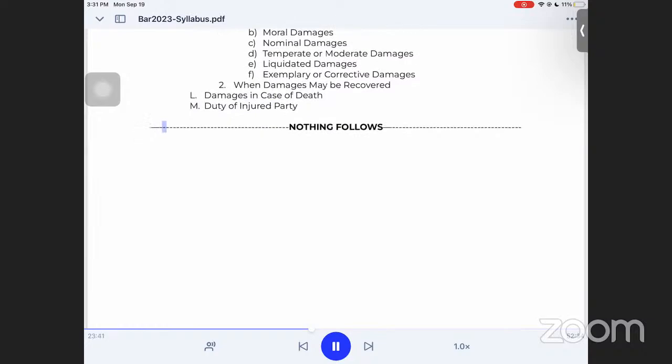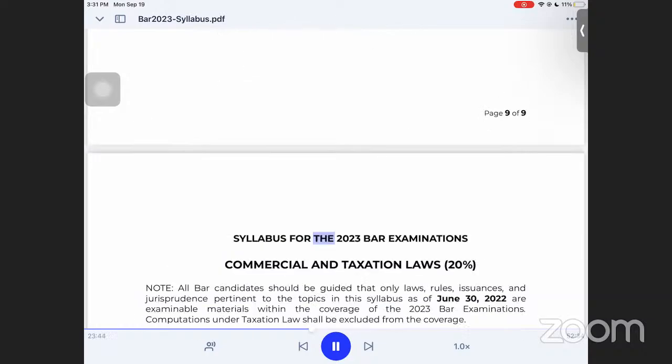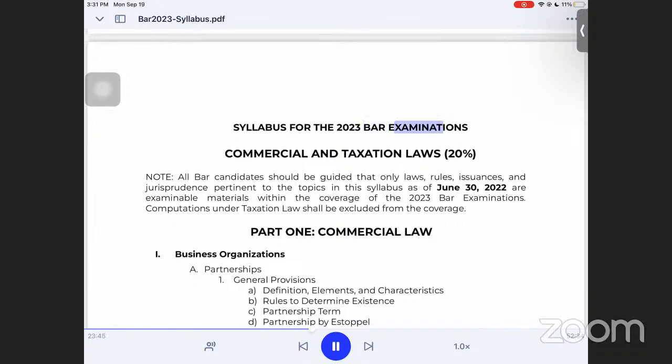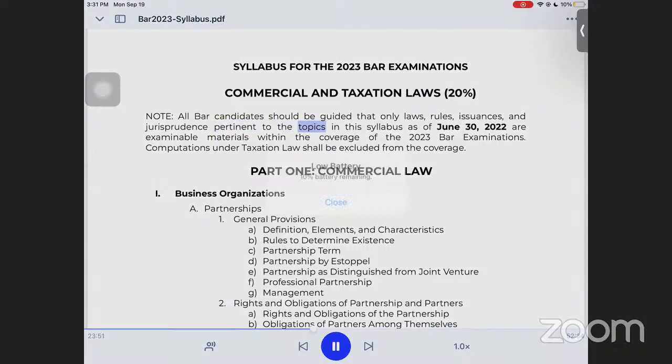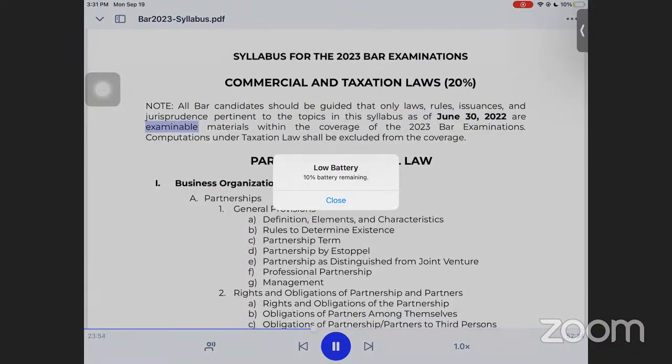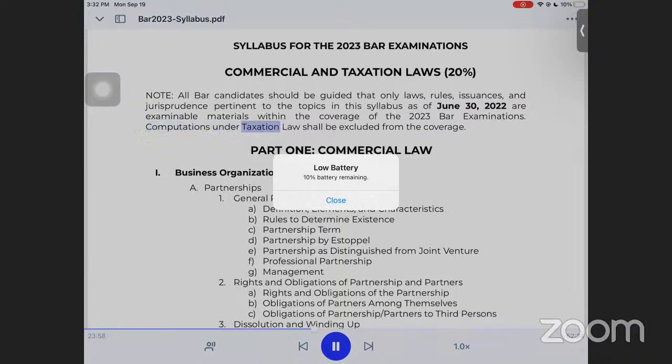Nothing follows. Page 9 of 9. Syllabus for the 2023 Bar Examinations: Commercial and Taxation Laws, 20%. Note: all bar candidates should be guided that only laws, rules, issuances, and jurisprudence pertinent to the topics in this syllabus as of June 30, 2022 are examinable materials within the coverage of the 2023 bar examinations. Computations under taxation law shall be excluded from the coverage.